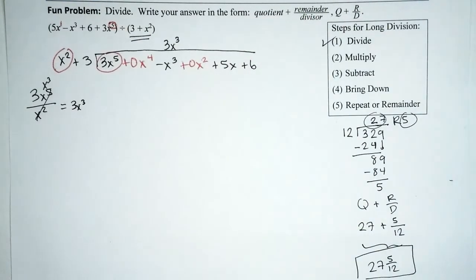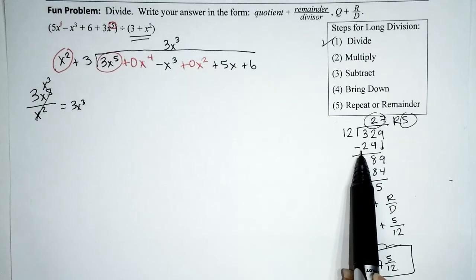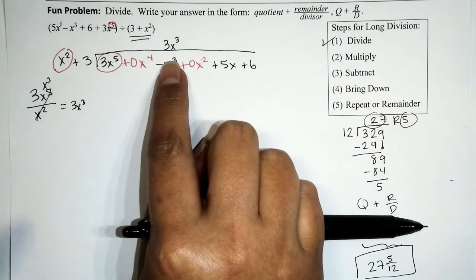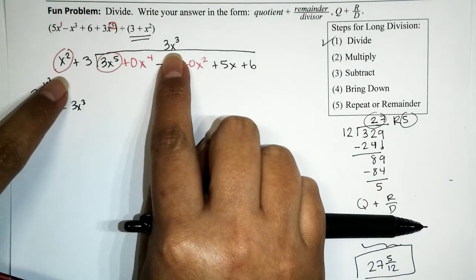So we just divided. What do we do after we divide? We multiplied. So let's go ahead and multiply. At this point, nothing gets ignored. We're going to take the x cubed and multiply it by x squared plus 3. So let's do this. x cubed times x squared, I believe that's x to the 5th.